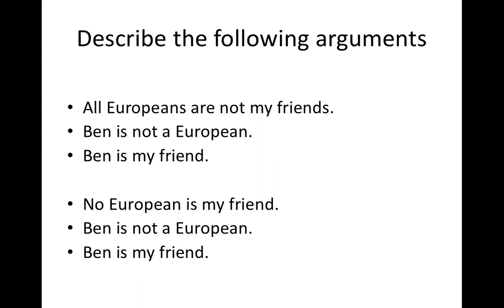And what kind of argument affirms the antecedent? So it's a modus ponens. Yeah, modus ponens. So just remember that two negatives will give you a positive.